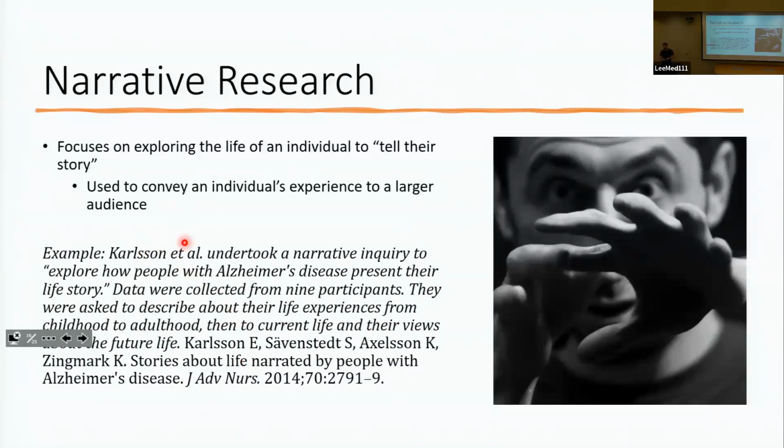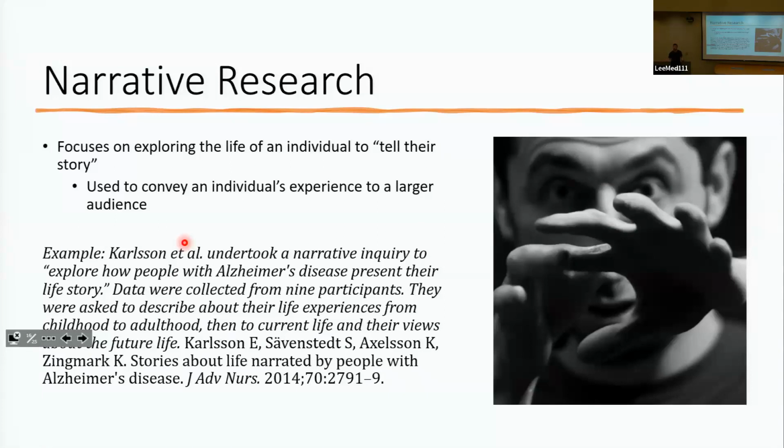Data were collected from 9 participants, and they were simply asked to describe their life experiences from childhood to adulthood, then to current life, and their views about their future life. So create a story about what your life was like, what it's like now, and how you think it's going to be in the future. And that's going to allow us to really get a better understanding of what that individual's experience is like and get that out to a larger audience, which again, in a clinic can be really important. So what is it like to be told that you have this terminal diagnosis? What is it like to be told that you have this condition that there's no treatment available for, and eventually, all of these negative things may happen to you?